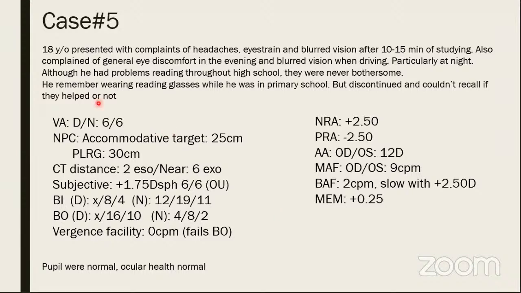Okay, so now the next variation in convergence insufficiency. Let's say an 18-year-old presented with complaints of headache, eye strain, and blurred vision after 10 to 15 minutes of studying. He also complained of general eye discomfort in the evening and blurred vision when driving, particularly at night. Although he had problems reading throughout high school, they were never bothersome. He remembers wearing reading glasses while in primary school, but discontinued them and could not recall if they helped or not. Okay, so let's see the findings of the patient.